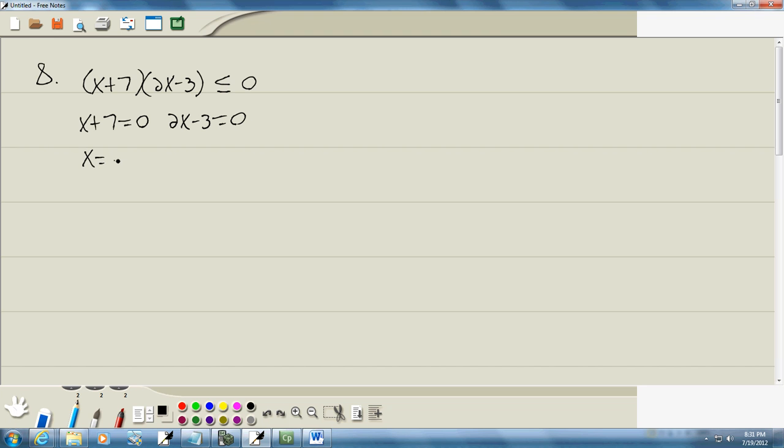And I solve these. Take 7 over, it becomes a negative 7. Here, take the negative 3 over, it becomes a positive 3, and then divide both sides by 2. And we get x is equal to 3 halves.